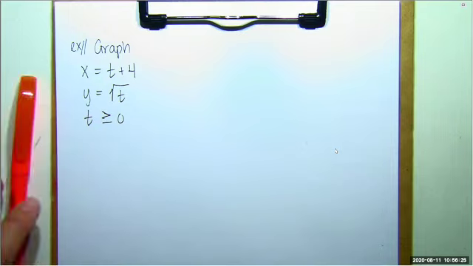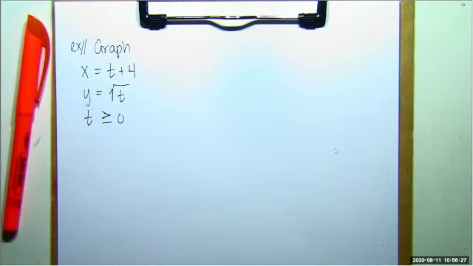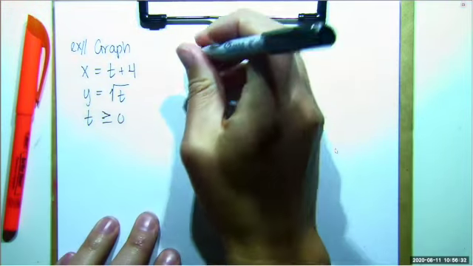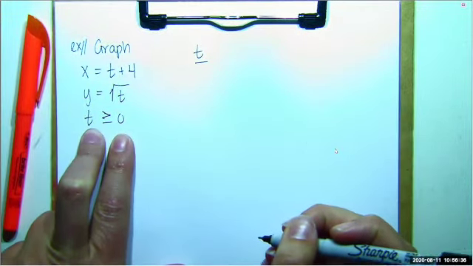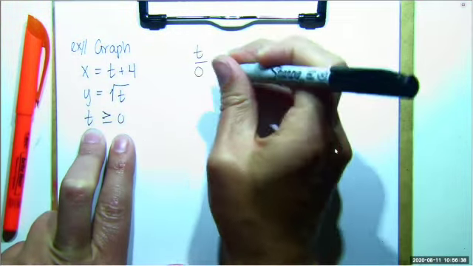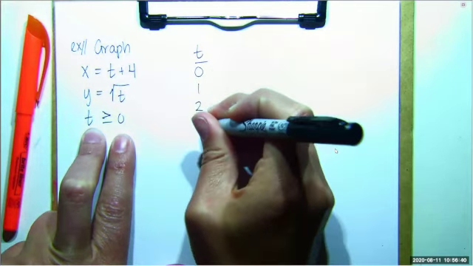Okay, so anytime we want to graph something and we have no idea what it looks like, we can always make a chart of values. But now we have 3 variables. We have our variable t, and we are told that t has to be greater than or equal to 0. So for t, I'm going to start 0, 1, 2, 3, 4.